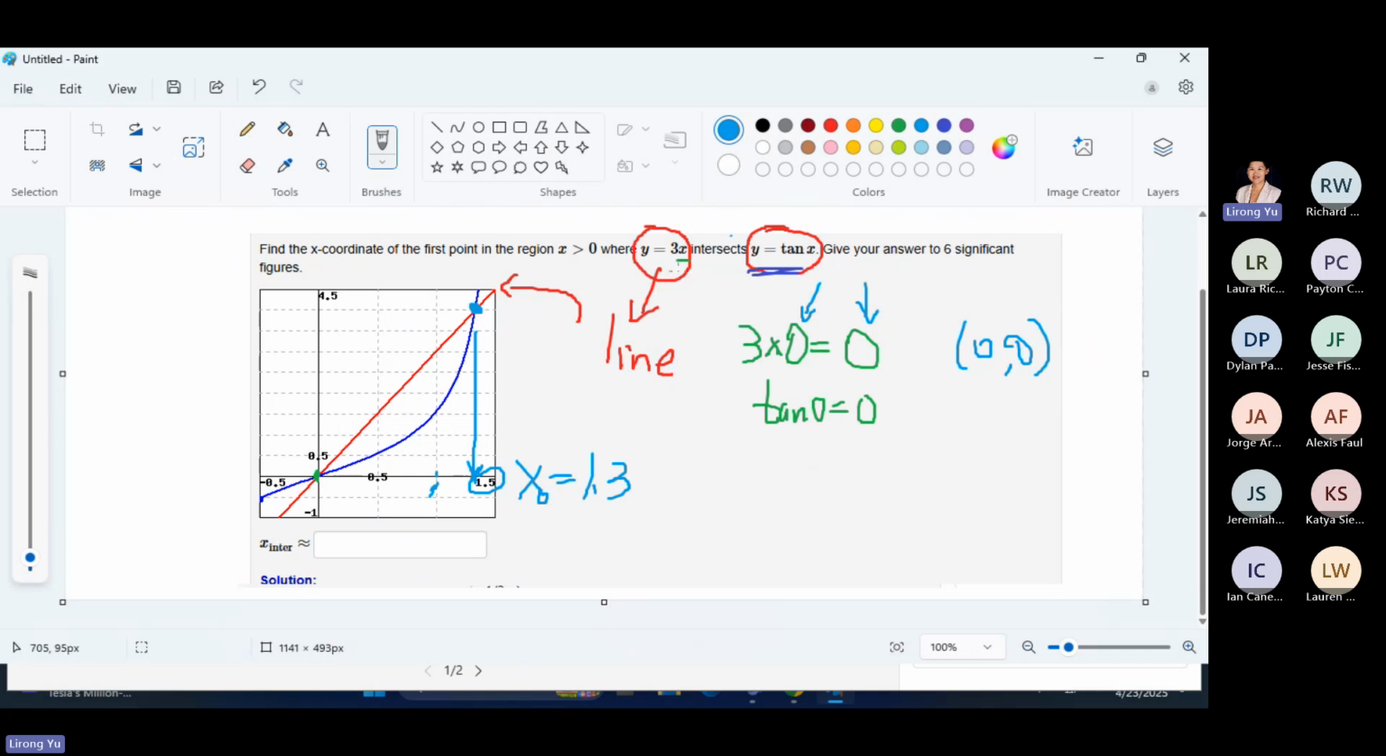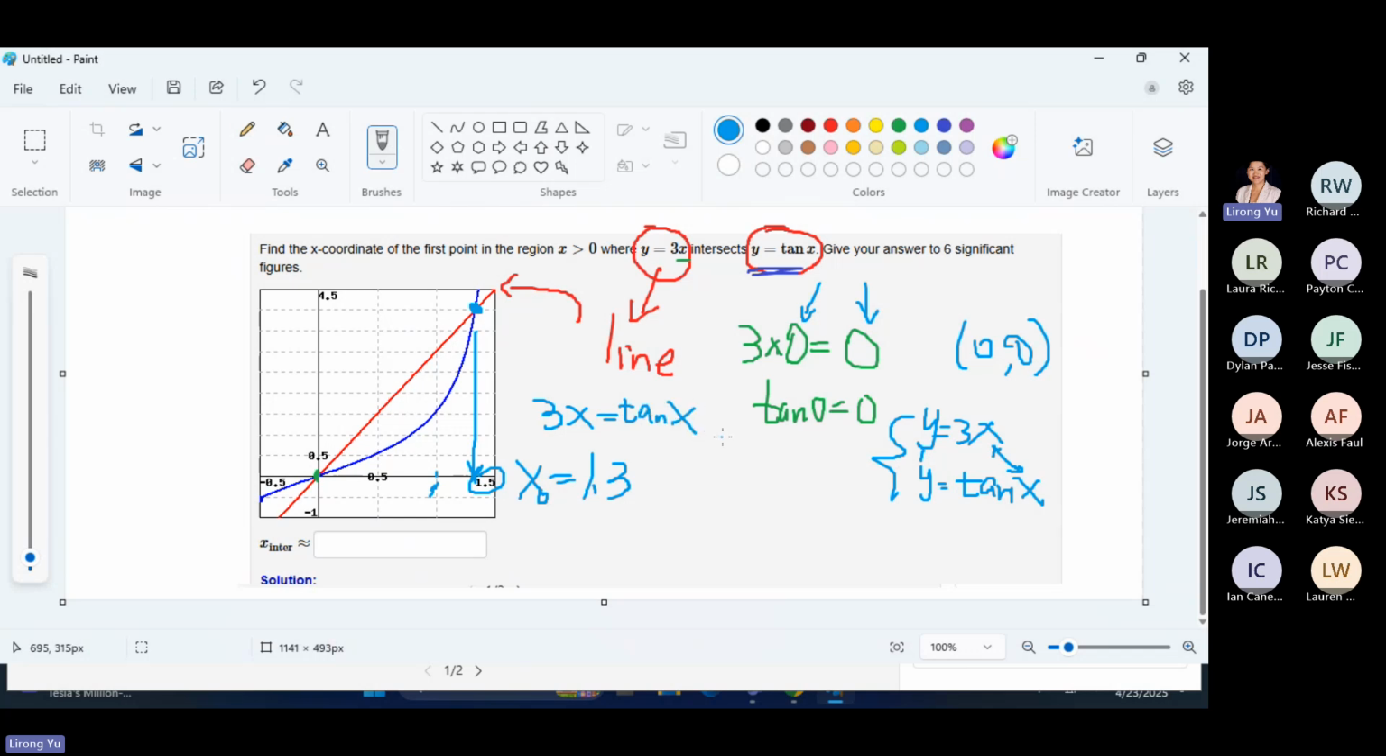What are we trying to do when you are pairing two equations together? You have y equal to 3x. You also have y equal to tangent x. To find the intersection, you pair them together: this y equals that y, this x equals that x. Because they're equal, you can pair them together. Essentially, we're solving 3x equal to tangent of x. That's what we're solving here.